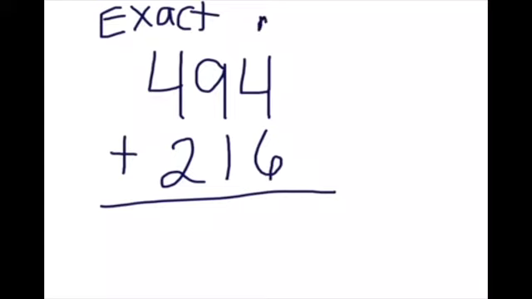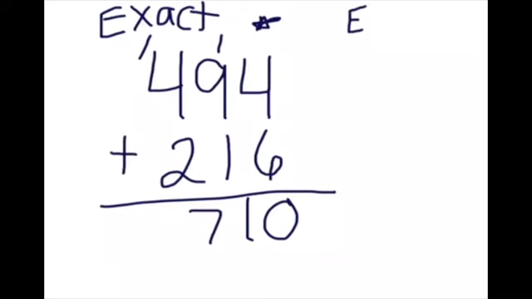I'm starting right here where the ones place is. 4 plus 6 is 10. And then when I go over to my tens, I have 1 plus 9 plus 1, which is like 10 plus 1, which is 11. And then I have 1 plus 4 plus 2. That would be like 5 plus 7. I'm sorry, 5 plus 2, which is 7. So that would make 710.